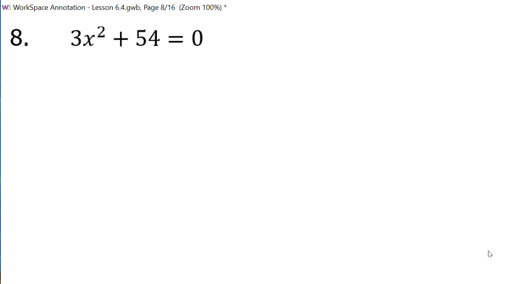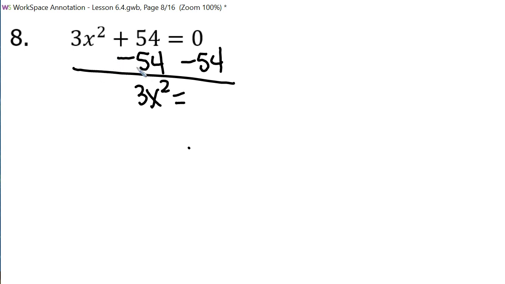Okay, number 8. First step: is the x squared by itself? No. So we need to subtract 54 from both sides. That gives us 3x squared equals negative 54. What's next? Divide both sides by 3.